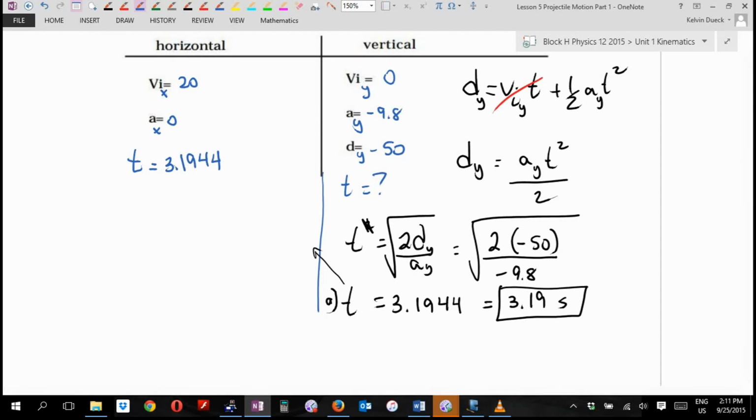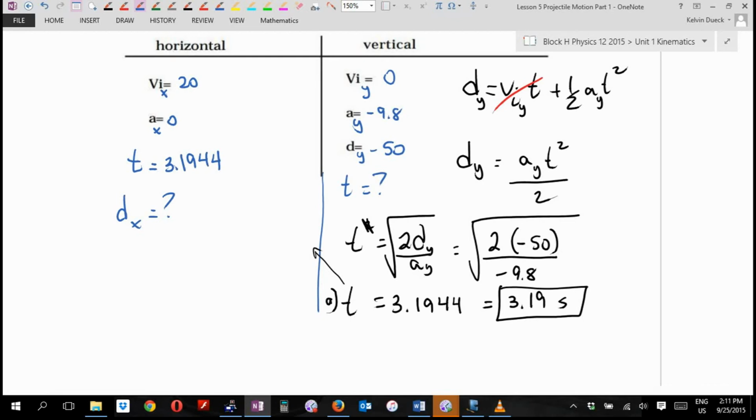What were they asking me to find in part B? The range. Look at your picture, the range, that's a displacement, horizontal or vertical. They're asking me to find dx. I couldn't do that before because I only had 2 pieces of information. But now that I have time, do I have 3 pieces of information? Well, I can find the 4th.